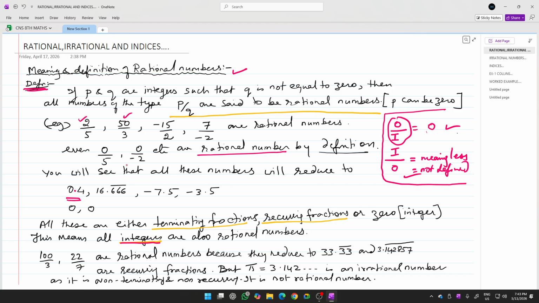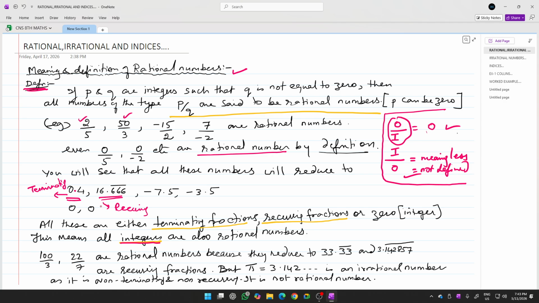Then 50 upon 3. If you try to work it out, the answer will be 16.666. This is known as a recurring decimal, because after the decimal point you will see certain digits getting repeated. Either a single digit or a group of digits gets repeated. In either case, it is known as a recurring decimal. Here your 6 is getting repeated every time. 16.66666 you are getting as the answer.